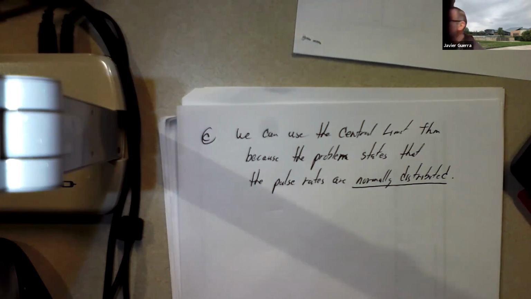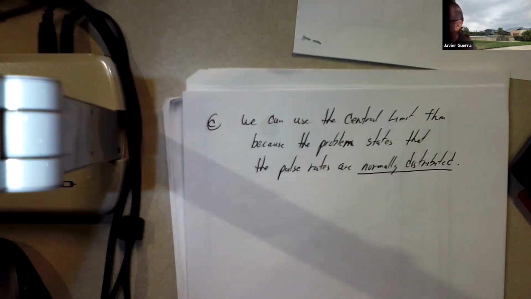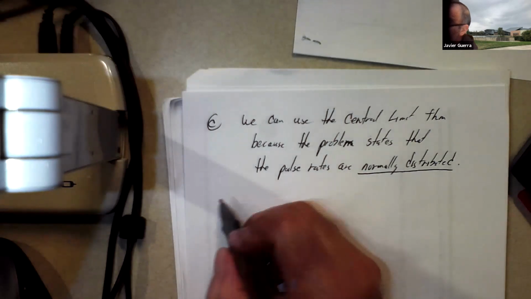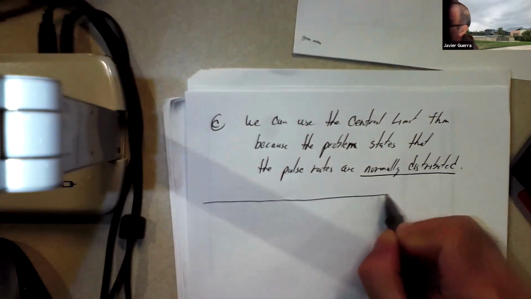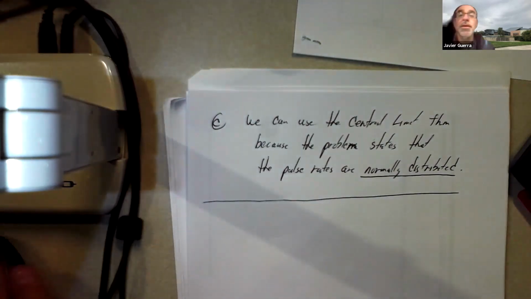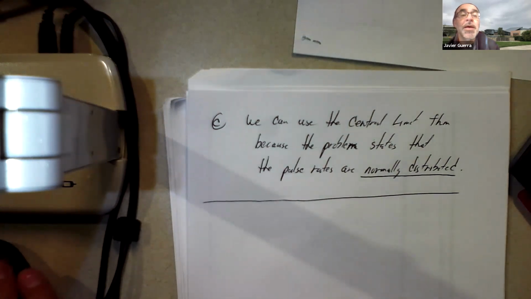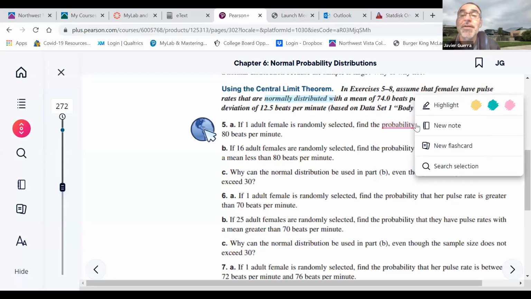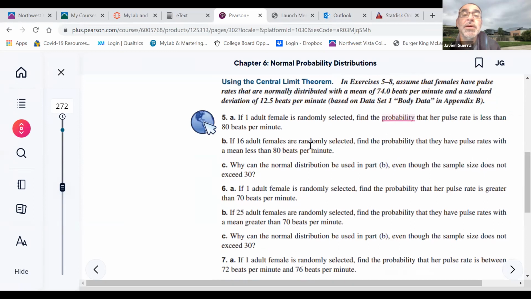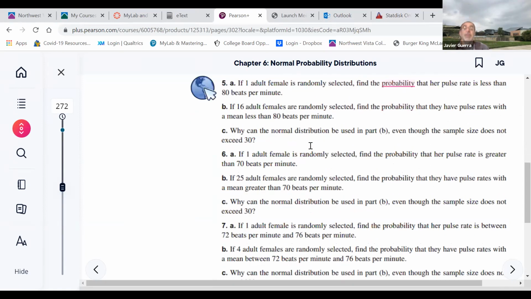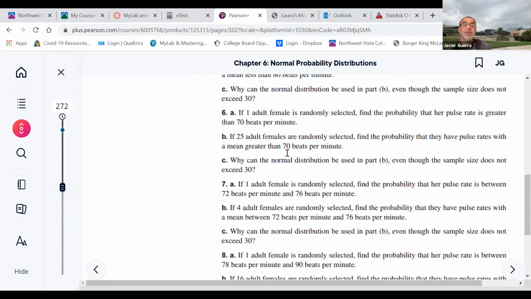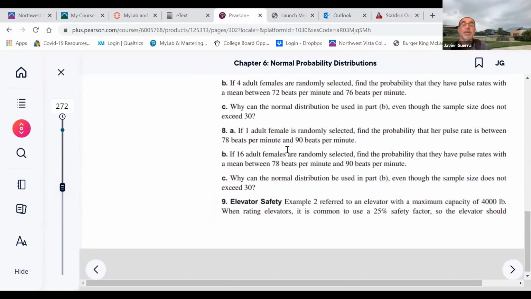Okay, so we did a case that had less than in it. Let's do one that has greater than. So I want you to pick me a problem in the book that has greater than in it. We just did 5. Is there one that has greater than? Is it 6, 7, or 8? We need to do one that has greater than in it.